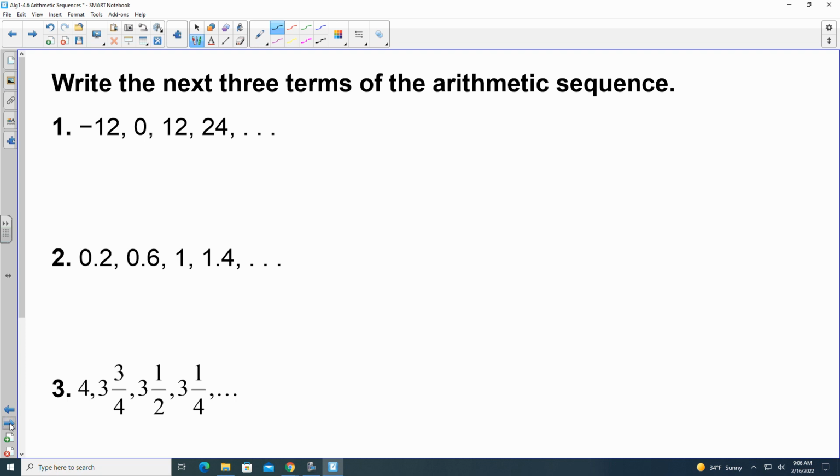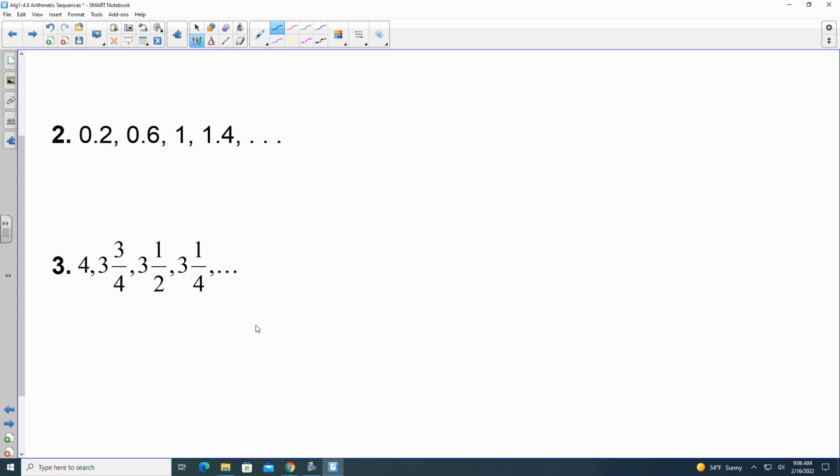Looking at these ones here, I'm sure you'll be able to figure out number one. Let's look at numbers 2 and 3. We have decimals here that complicate things, but we still are doing the exact same thing we did in the first example. Taking 0.6 and subtracting 0.2, I got 0.4. Then 1 minus 0.6, I got 0.4.